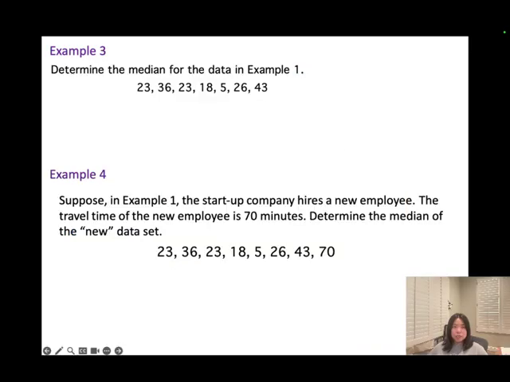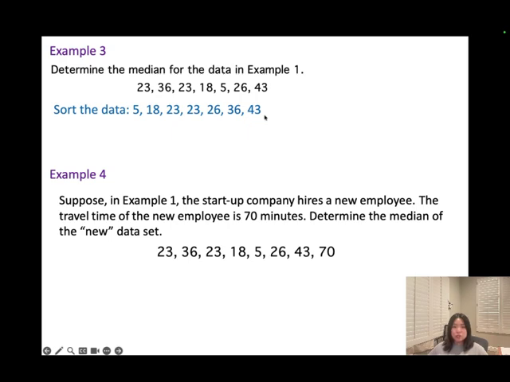Okay, example 3. Determine the median for the data in example 1. So we do have the same data here. And how to find the median? Median means I want to find the middle data of the whole data set. So first, we try to sort the data. Okay, we're going to write the smallest one first. So 5, 18, 23, 23, 26, 36, and 43.